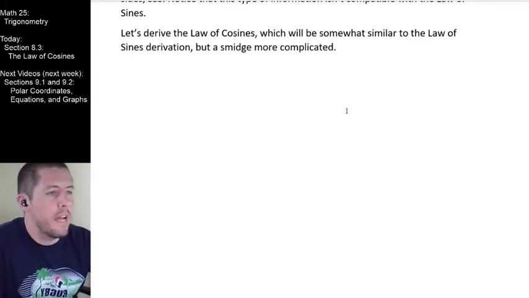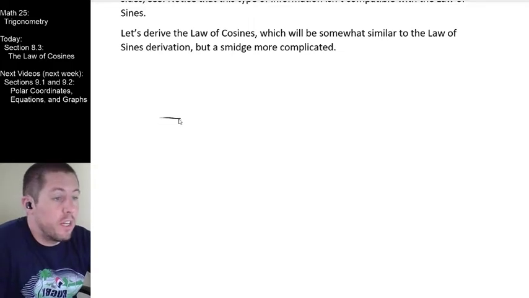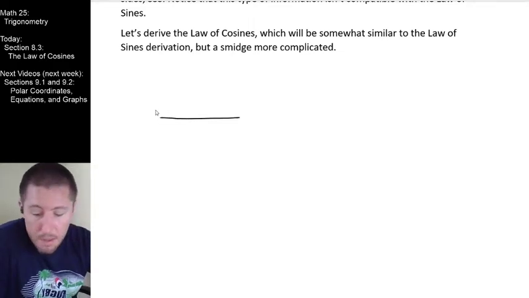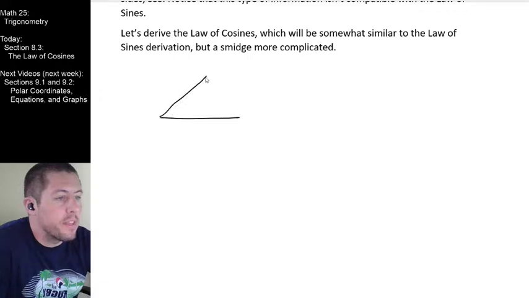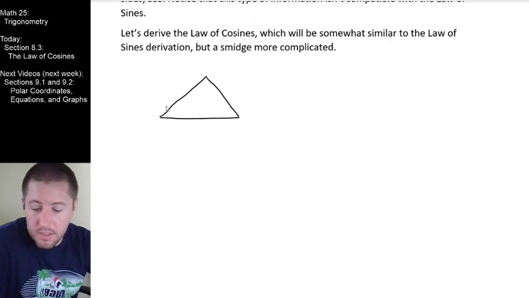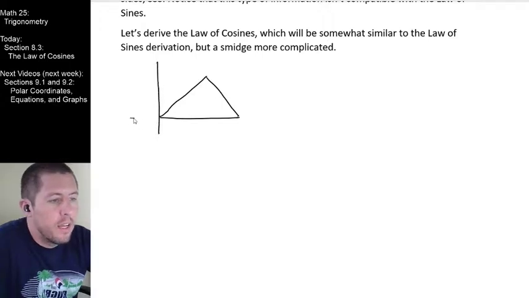As with last class, we're going to start by drawing our general non-right triangle. But I'm going to do something slightly different with this one, which is that I'm going to place it in a coordinate grid. Rather than just drawing this triangle out in space, let's place it on an axis where this lower left corner of the triangle is exactly at the origin. So this is going to stick out right there. So we've got these three locations.